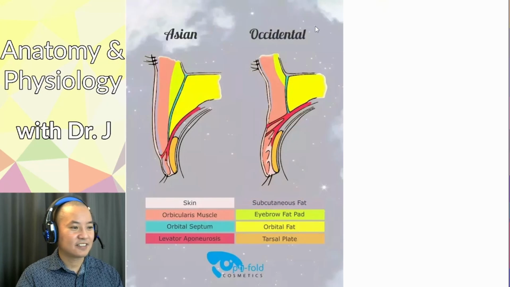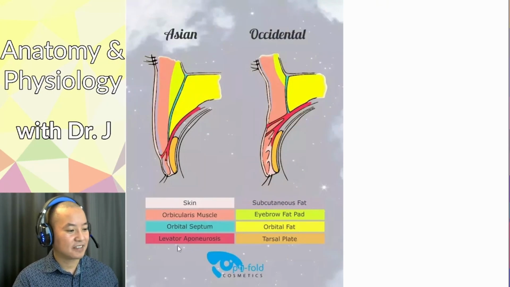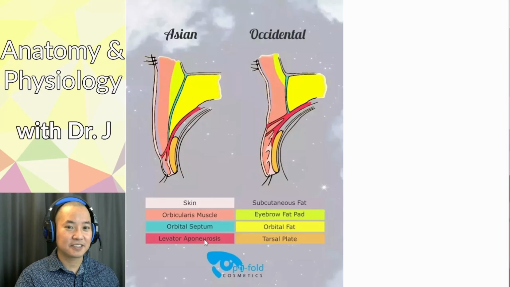And here's Asian and occidental. Again, this is not accidental. Occidental means Western. What we have here is the levator aponeurosis. Again, remember aponeuroses are connective tissues, like an extension of the tendon of a muscle. With the occidental eyelid, someone who has double eyelids, we have this insertion over here. With the Asian one, that insertion is more down here.